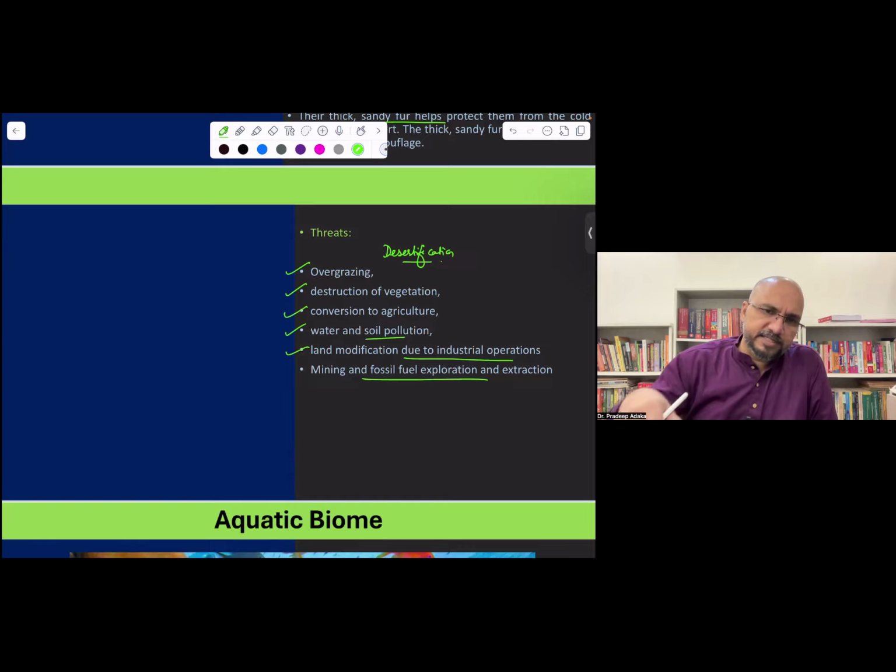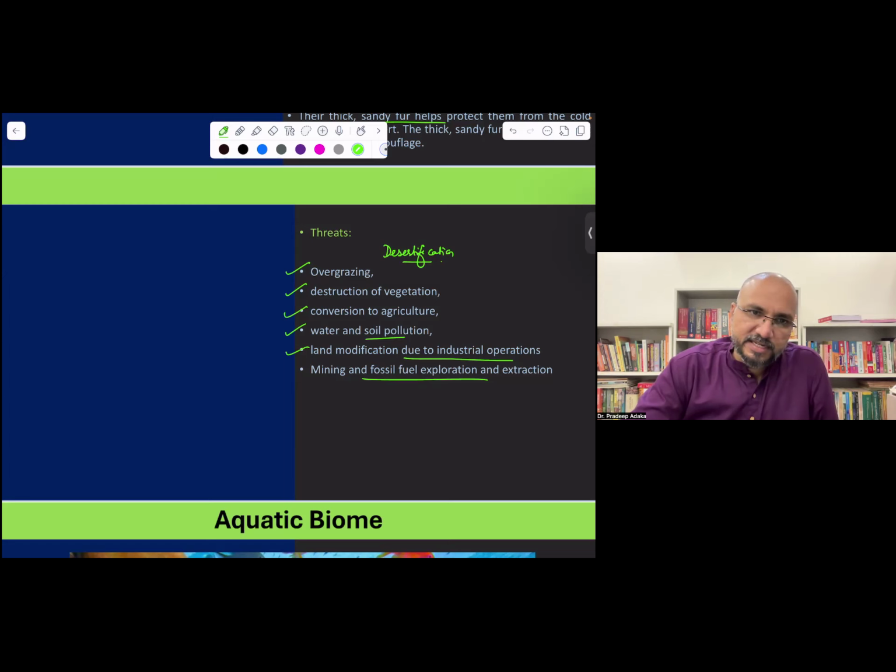So this is not a threat to this biome, but the sand dunes, they enter into other territories. So ये direct threat नहीं है. So this is a negative impact that your desert biomes can have on adjacent biomes. So the sand can drift.